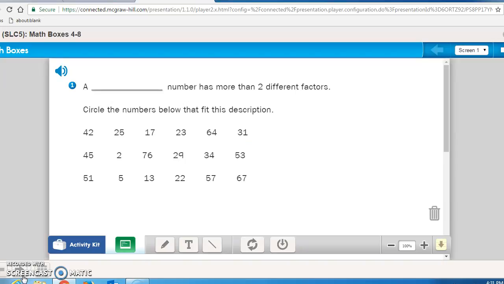The next problem that you're going to do is in Math Journal, page 127. And it is asking you, what kind of number has more than 2 different factors? Again, if you're stuck or you don't know, it refers you to a student reference book page that you can use to look it up. I can tell you, though, that it is a composite number. It asks you to circle the numbers below that fit this description. So, which numbers below are composite numbers?